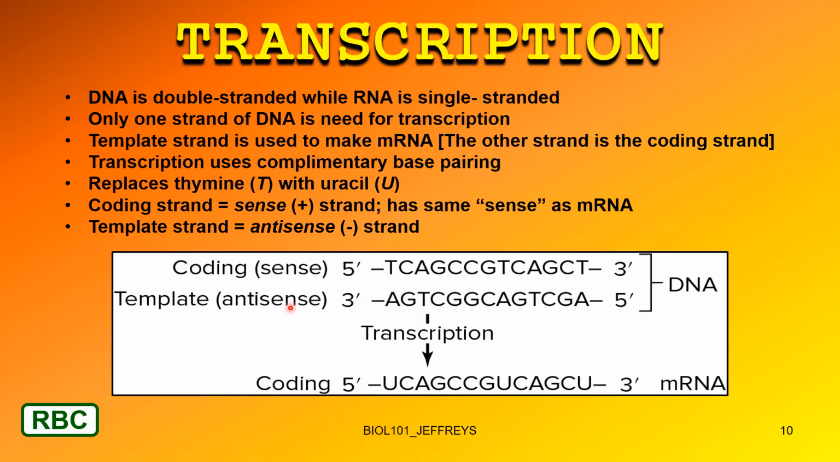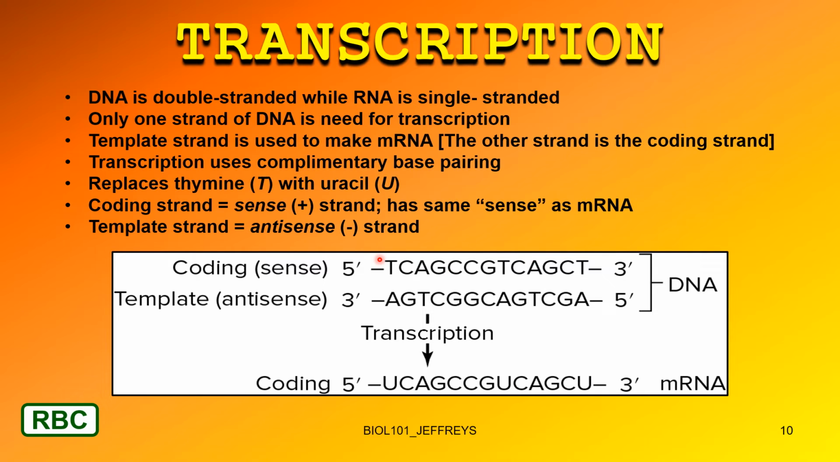We call it the antisense strand because it's the opposite of the sense strand, right? So in the sense strand you have TCA, right? So in the template strand, the antisense strand, is the complement to TCA, which is going to be AGT. So there you see AGT, and you can do that all the way down. GCC, that's going to be CGG. GTC, that's going to be CAG. Okay, you do that all the way down, right? So the antisense is the opposite of the sense strand.